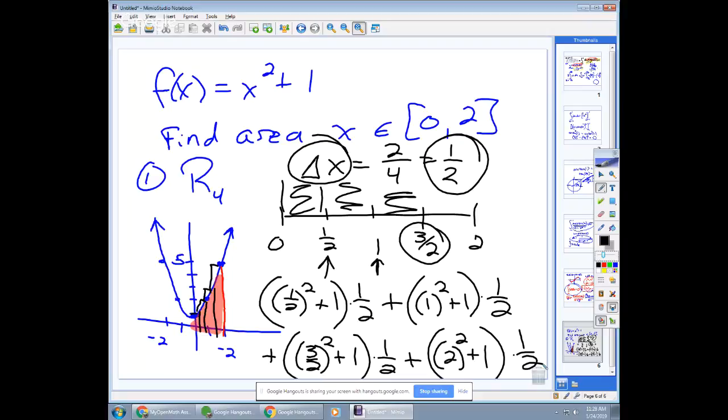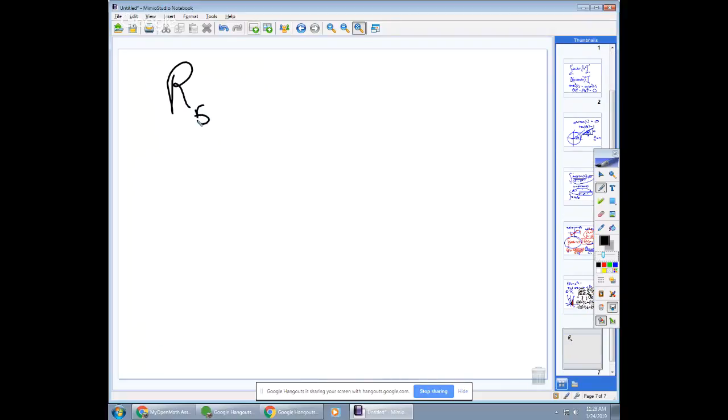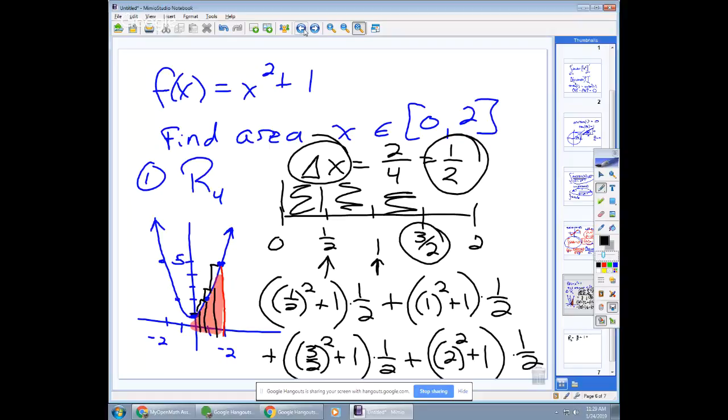So I've got all of those rectangles there. Let's see, 1/2 squared is 1/4 plus 1 would be 5/4 times 1/2, which would be 5/8. That's the first rectangle. The second rectangle was 2 high times 1/2, so it has an area of 1. Third rectangle, 3/2 squared would be 9/4 plus 1, 13/4. I still count on my fingers, it's okay. Which becomes 13/8.